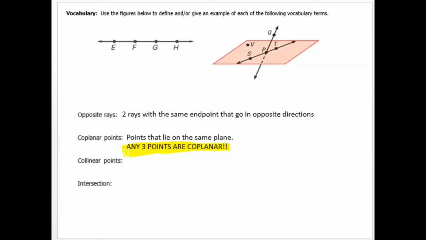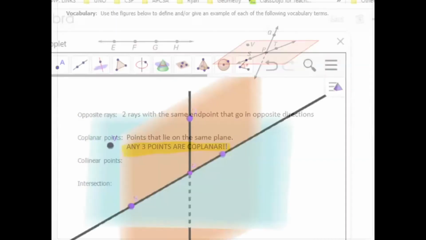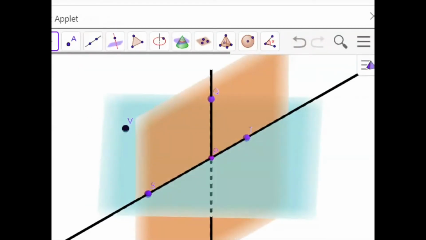So if we go back to our example here, notice that if I used points S, T, and Q, those 3 points would have their own plane.